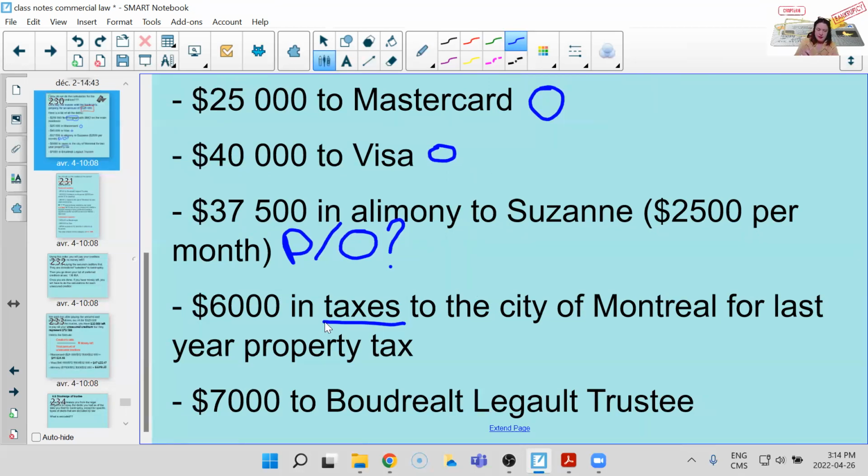Taxes. I know taxes. There was something about taxes at 136, but there was also a delay. We'll see. Do I have to put anything? So I'll put O and again a question mark. And the trustee, I know that one was a P, so it's a preferred creditor. Okay. So now, sorry, let's put them in the correct order with the amounts.